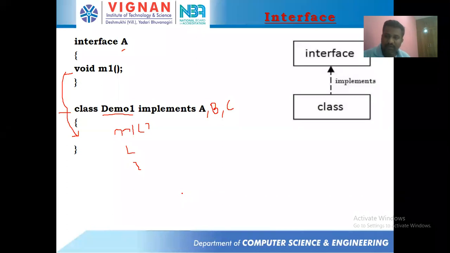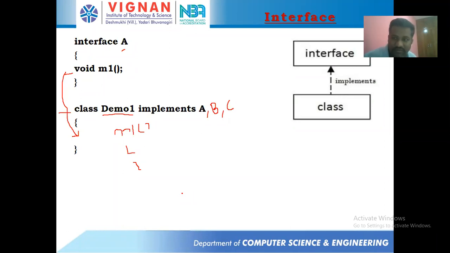Completed? Yes, sir. Next, take one point here. A Java class can implement any number of interfaces.